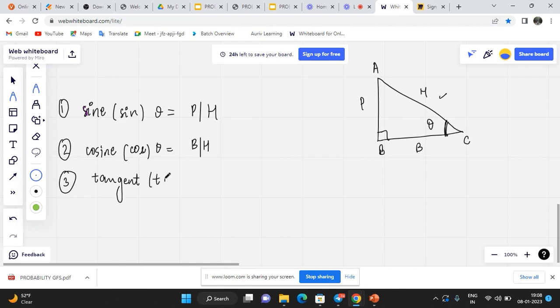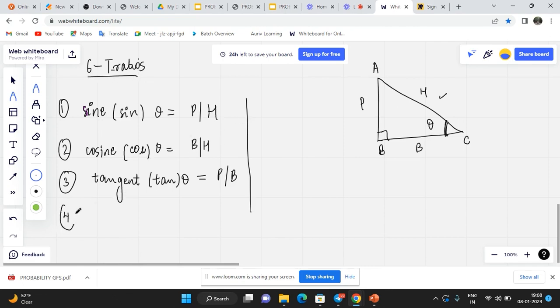Tangent, generally written in short form as tan theta. So this will be the ratio between the perpendicular and the base of a right angle triangle. Now, these were the three we will study about, the six t ratios, or you can say six trigonometric ratios.